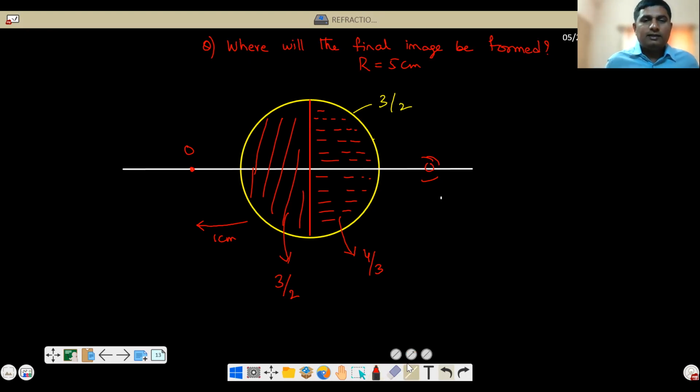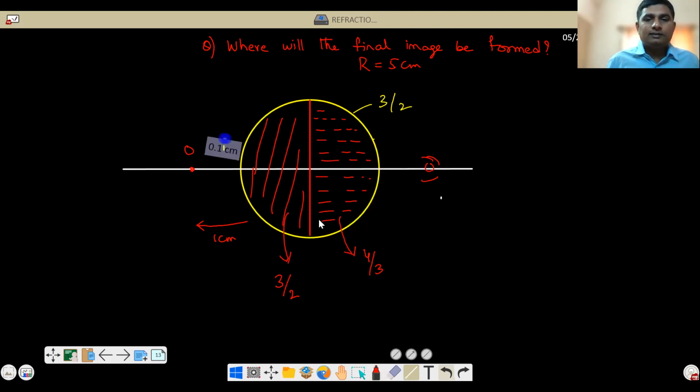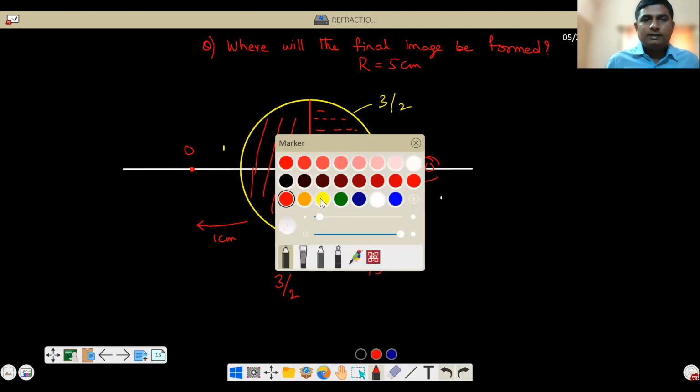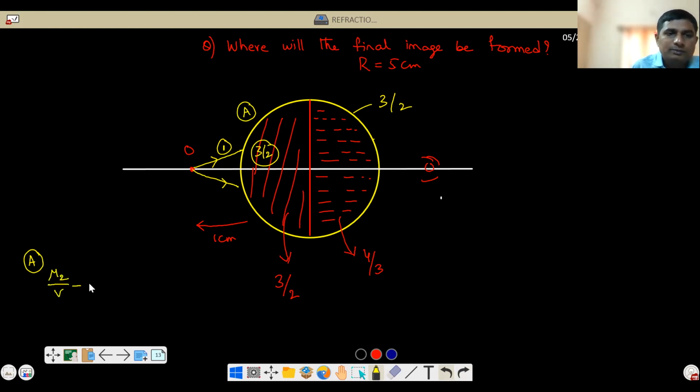Why? Because here this refracting spherical surface is separating only two different media. One side is air, the other side is glass. So you can apply the formula. Take two rays, one inside. This is surface A. For surface A, apply the formula mu2 by V minus mu1 by U is equal to mu2 minus mu1 by R. Then you will get one image I1.